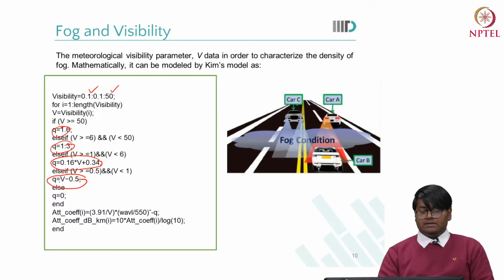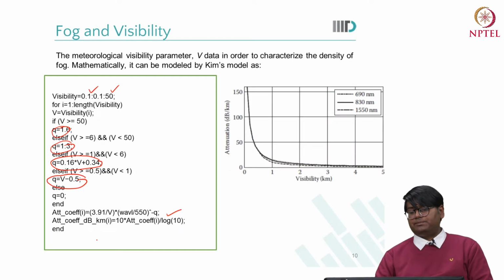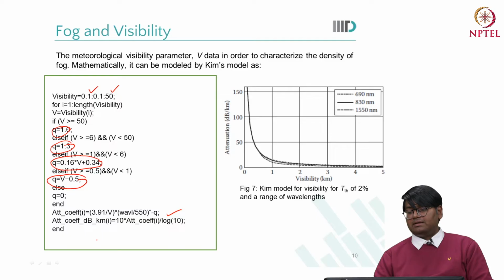Then this is how we implement the attenuation coefficient, and we obtained the attenuation coefficient in dB per kilometer. So, finally, what we obtain is the following result. This is the attenuation as a function of visibility. This attenuation against visibility has been drawn for various wavelengths, for instance 690 nanometers, 830 nanometers, 1550 nanometers. The attenuation curve for all these wavelengths is more or less the same. The behavior of this attenuation is more or less the same.